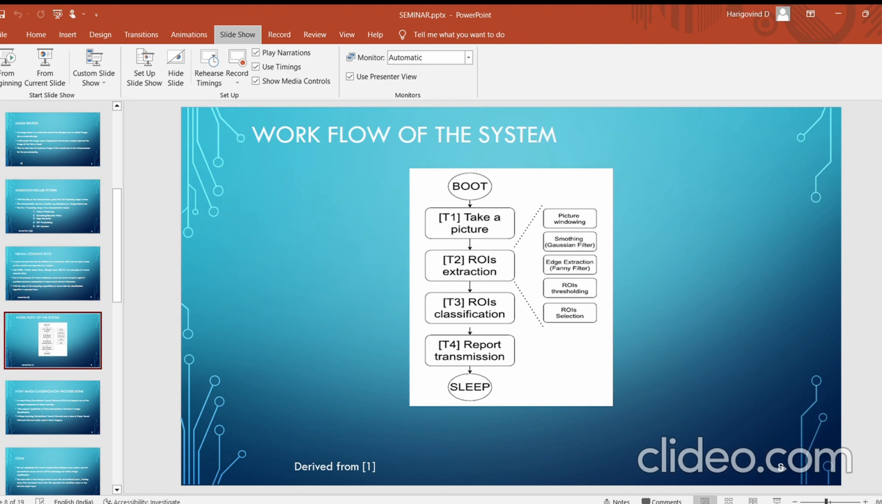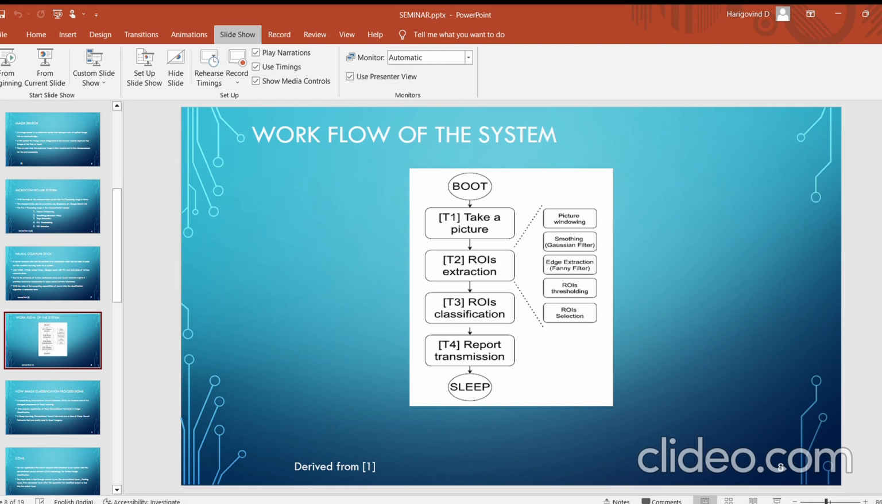First the image sensor takes the image and gives it to the microcontroller for the ROI extraction. It simply means the pre-processing stage, which includes picture windowing, smoothing, edge extraction, ROI thresholding and ROI selection processes. After these processes are done, the output data from these is directly fed into the neural compute stick for the classification process.